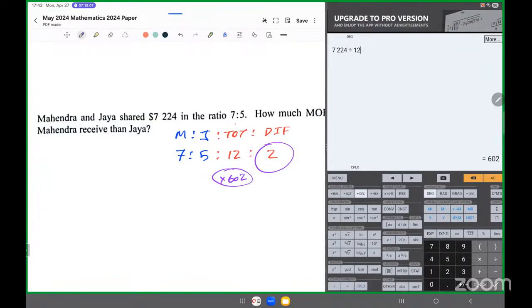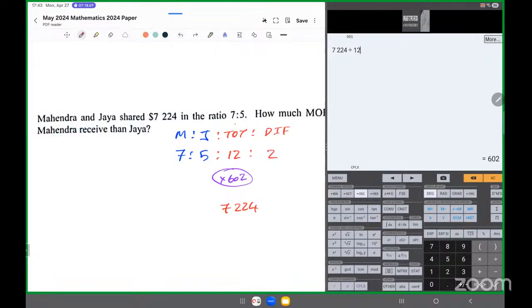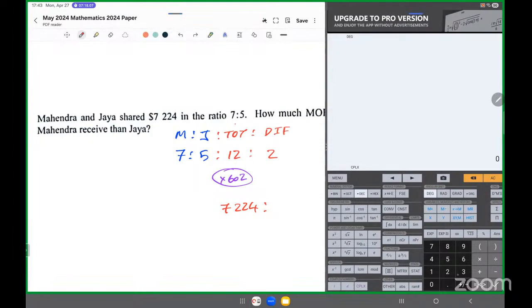Right? Because I multiply by 602 to see what the actual values are. When I multiply by 602, this total becomes what it actually is, which is the 7224. And this difference becomes what it actually is. 2 times this 602, which is what? 1204, right? 1204. That's the difference, 1204.